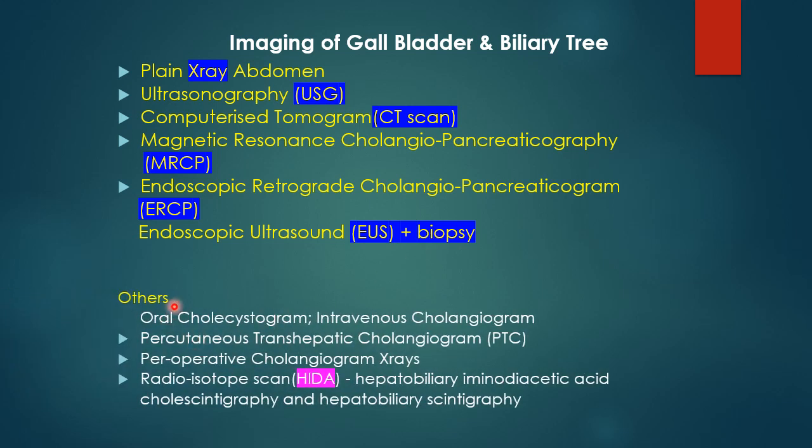The others I mentioned here are of less importance these days, which are not often used today, but the most important among them is the HIDA scan, or the hepatobiliary iminodiacetic acid scan, which is a radioisotope scan of the gallbladder and the bile ducts, which is usually very useful in children.